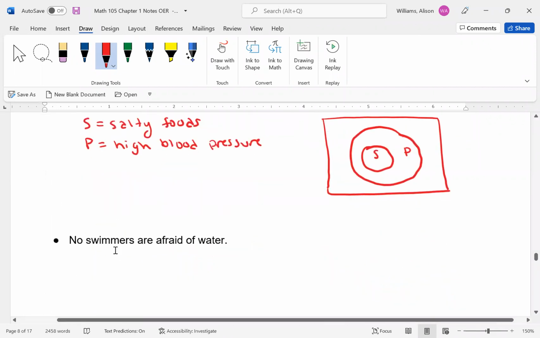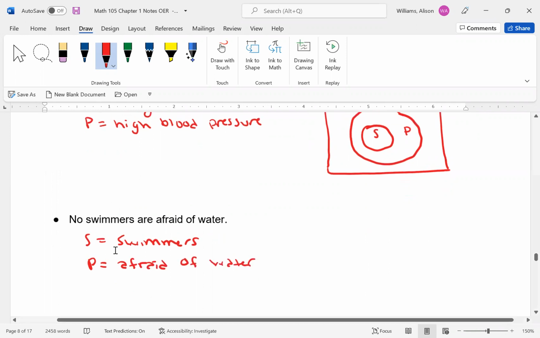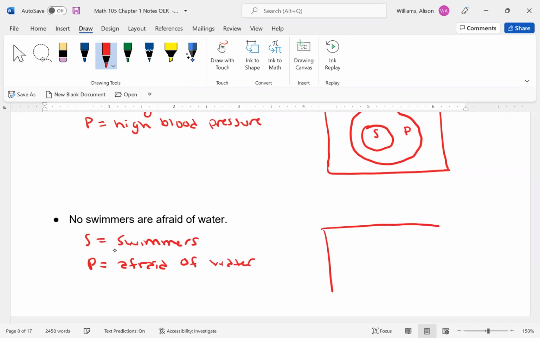No swimmers are afraid of water. So in this case, S would be swimmers. The subject is swimmers. The predicate is afraid of water. If we're saying that no swimmers are ever afraid of water, if this is P, then S is disjoint from it. They would be disjoint sets. So a no statement like this would give us a disjoint set Venn diagram.